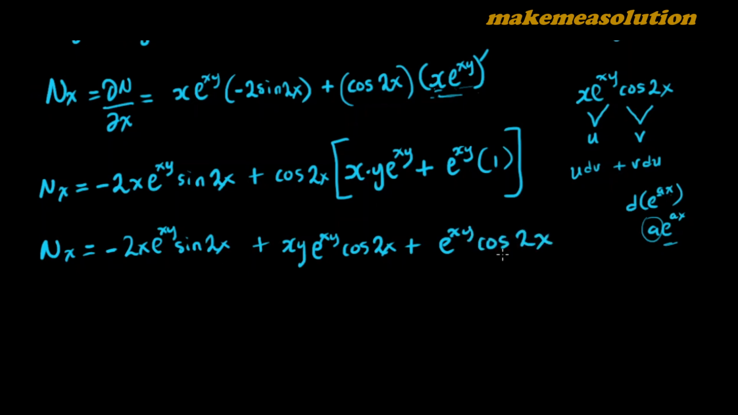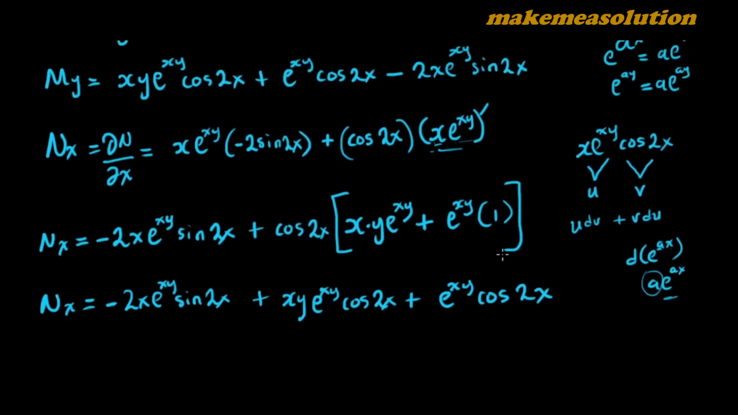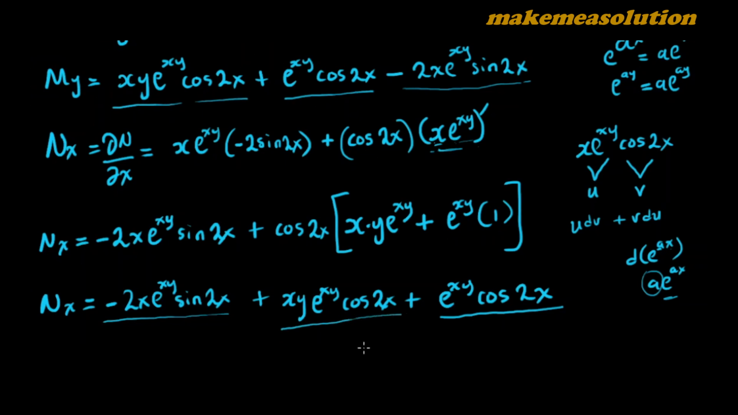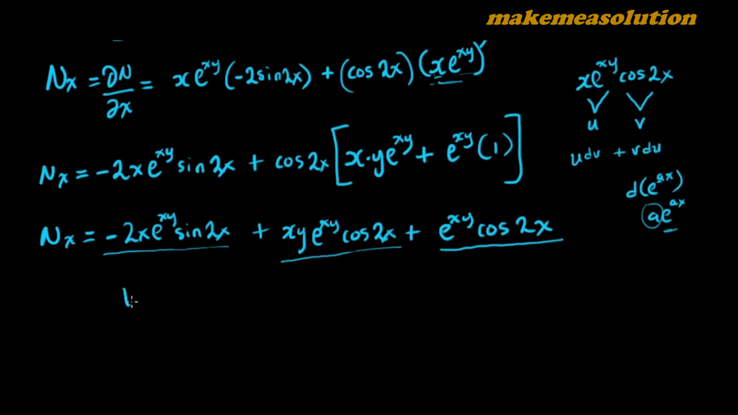Okay, so this is what we have for our Nx. Should we compare it with our My and see if it is actually the same? Okay, so I can see this term in My and I can also see it here. Good. I can see a minus 2x exponential xy sine 2x, and I can see minus 2x exponential xy sine 2x, and I can see xy exponential xy cos 2x, and I can also see xy exponential xy cos 2x. Hence My is equal to Nx.